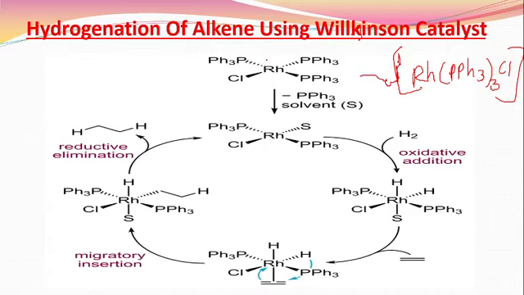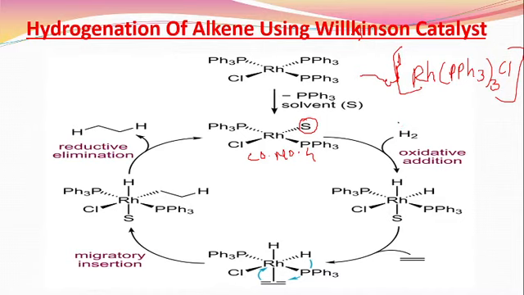First of all, this is the Wilkinson catalyst, RhCl(PPh3)3. This catalyst is dissolved in the solvent. Then one PPh3 is replaced. Here you can see the removal of one PPh3, and the solvent is added to this position. The coordination number of this catalyst is 4.